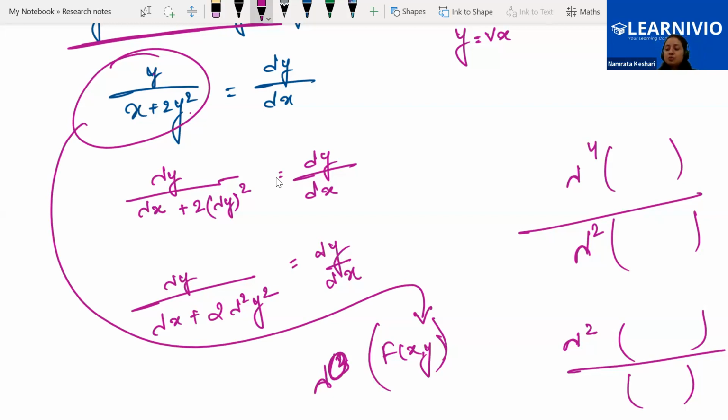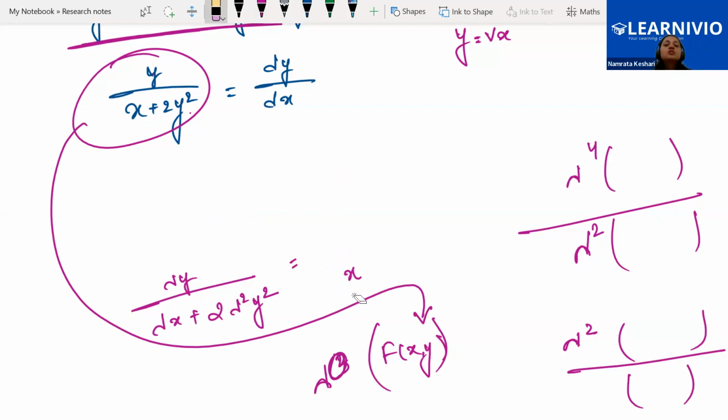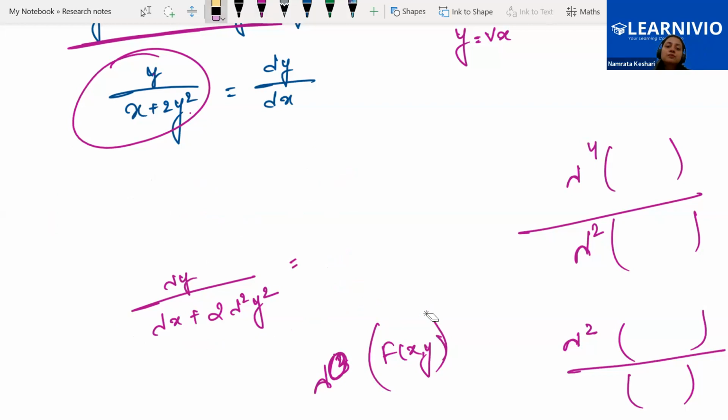And if it is not homogeneous, then we will solve it by taking the substitution y equals vx. If that is not working, there are only three exercises: variable separable, homogeneous, and linear. If it is not variable separable and not homogeneous, then let's check it this way also. Getting it, Murtaza?